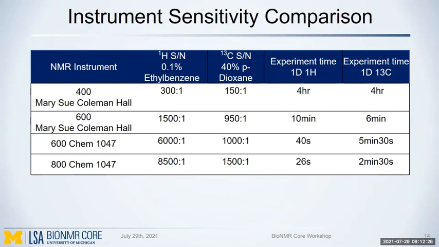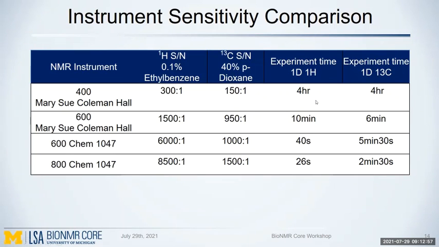As you can see, the 400 has the lowest signal-to-noise ratio for both proton and carbon-13, and the 800 has the highest signal-to-noise ratio. If you look at the carbon-13 signal-to-noise ratio, the 600 in Mary Sue Coleman Hall and the 600 and 800 in chemistry are actually quite close. That's because the design of the probe is different, but those are relatively close to each other.